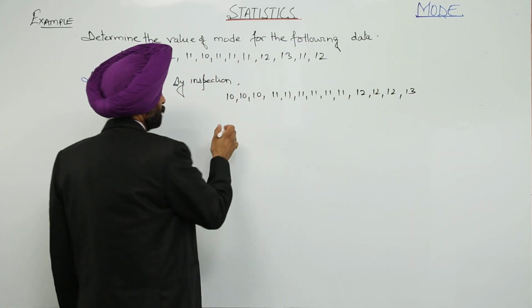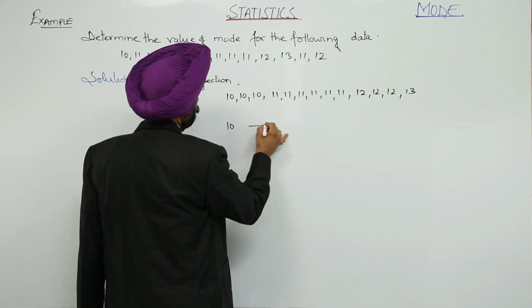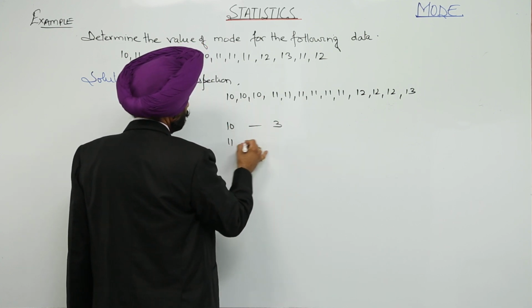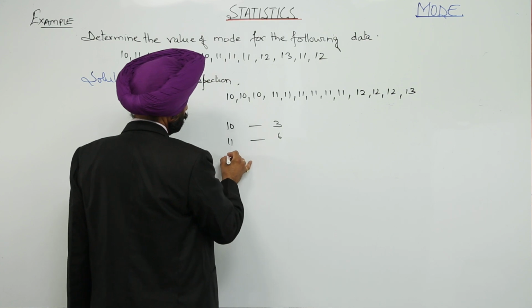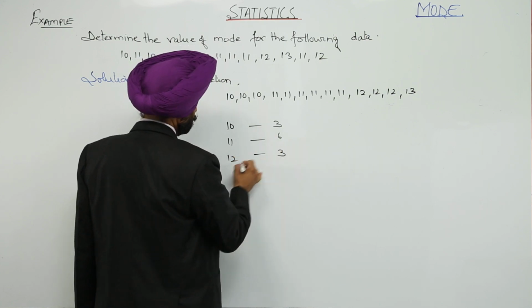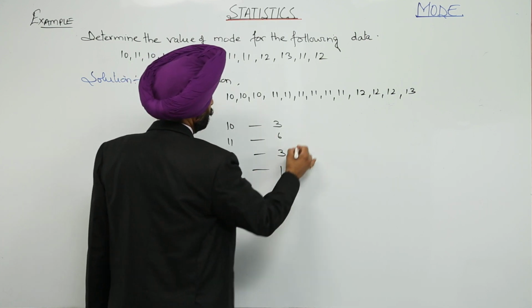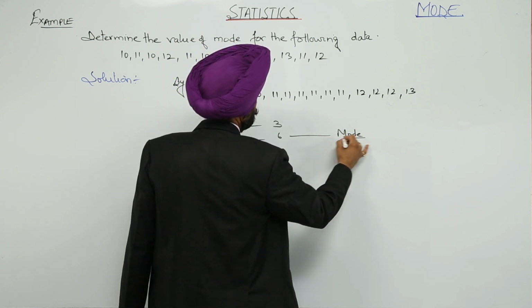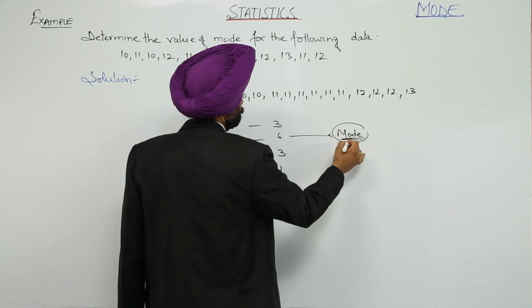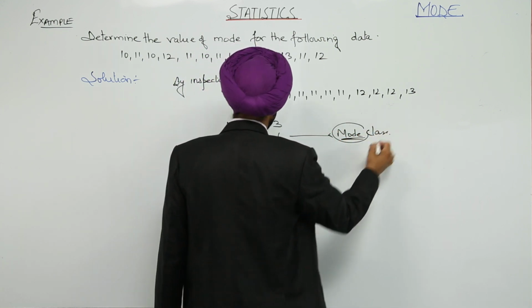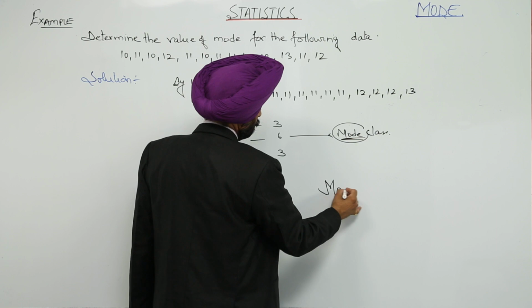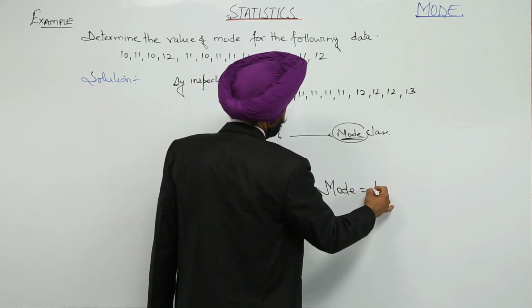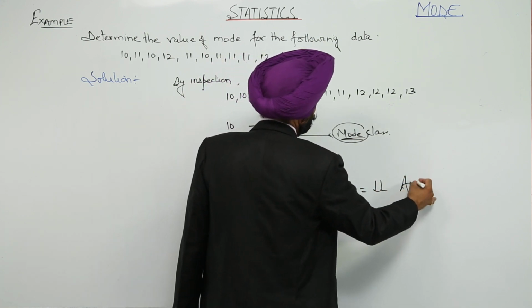Okay, so now we can write it. 10 occurs 3 times, 11 occurs 6 times, 12 again 3 times and 13 once. So this is the mode class. So what is the mode? The value repeated the maximum number of times is 11. So the mode is 11.